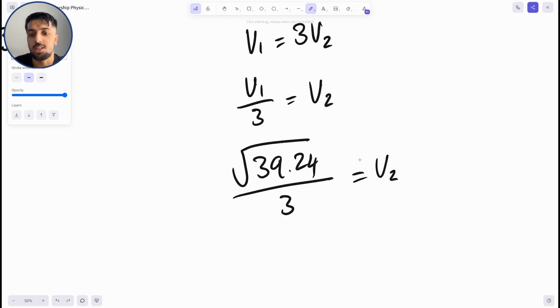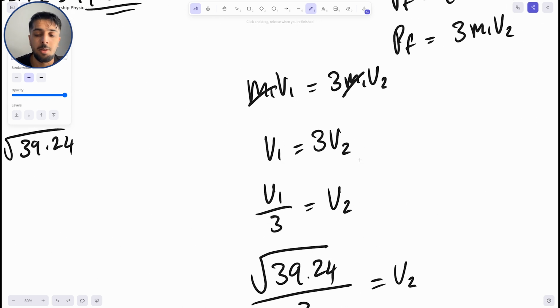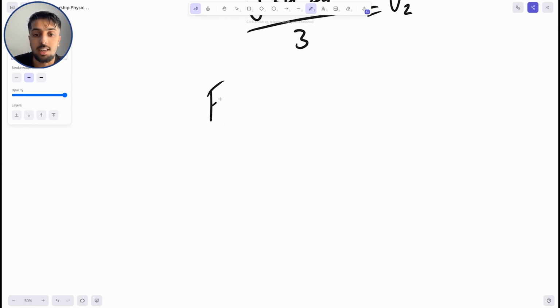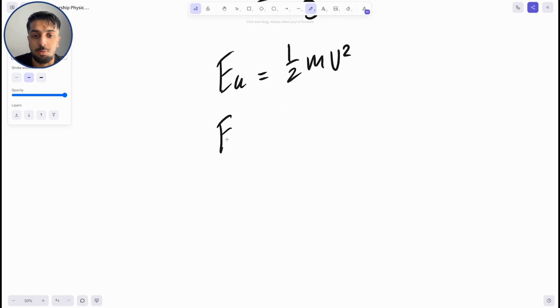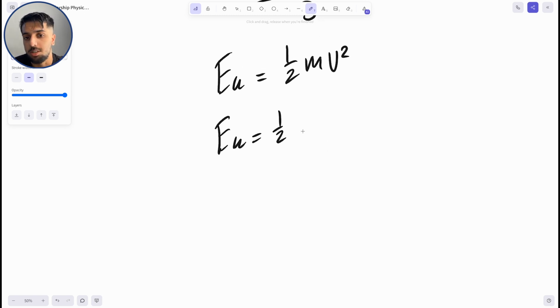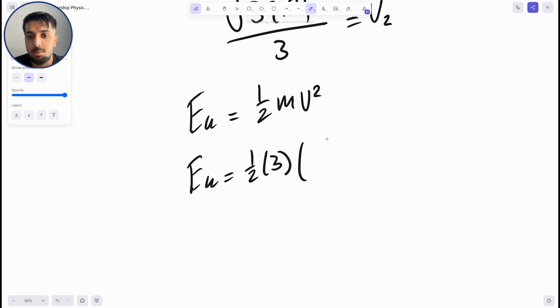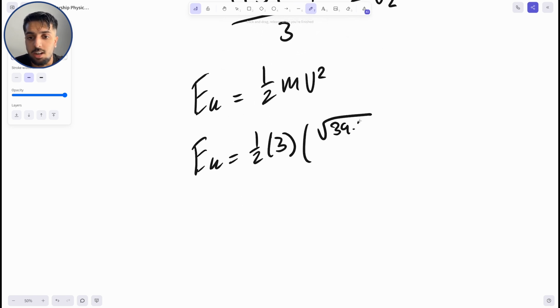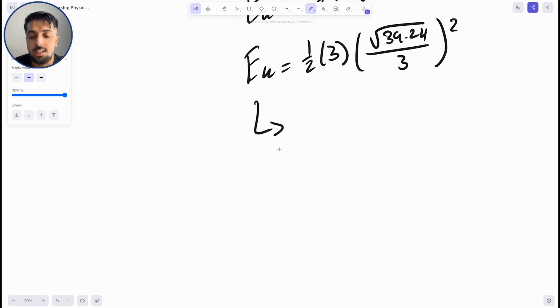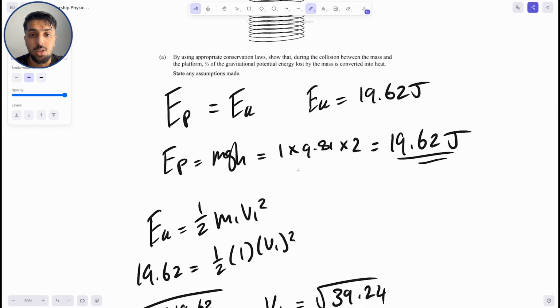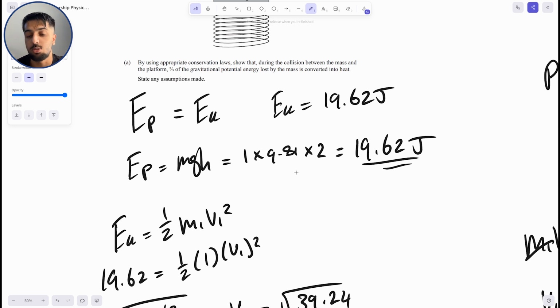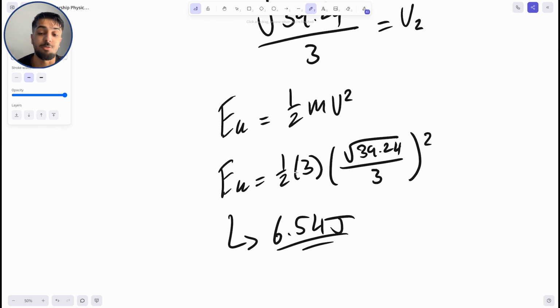So now that we have the velocity after m1 and m2 have collided, which is our v2, we can get the kinetic energy after m1 and m2 have collided. So that's our half mv squared again. So plugging in our numbers, we get half our mass is both m1 and m2, so that's 1 plus 2, and that's 3 kgs, times our v2, which is the square root of 39.24 all over 3, squared. And that gives us a kinetic energy of 6.54 joules. So as you can see, we initially started with 19.62 joules, and we have ended with 6.54 joules.